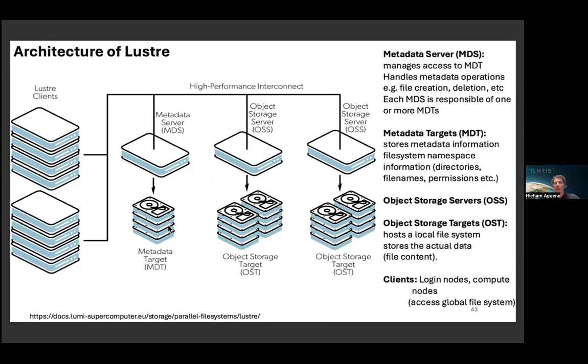On the other hand, the actual data is stored in the object storage, which is managed by the object storage server. The system can contain many object storage servers and many object storage targets. So this is an overview of the different components of the architecture of Lustre.